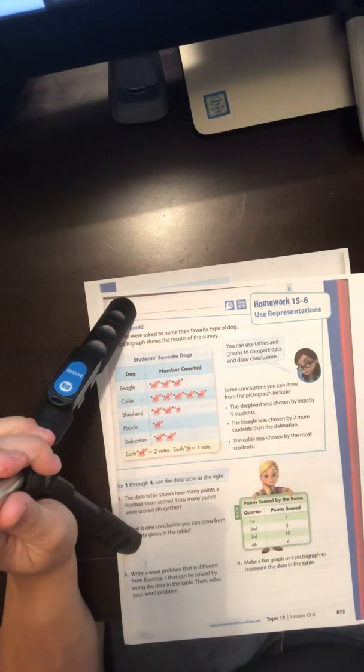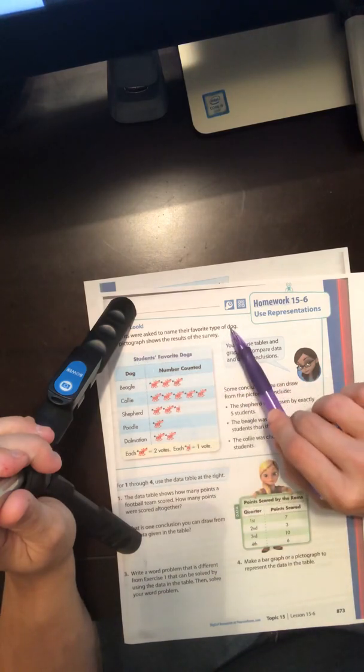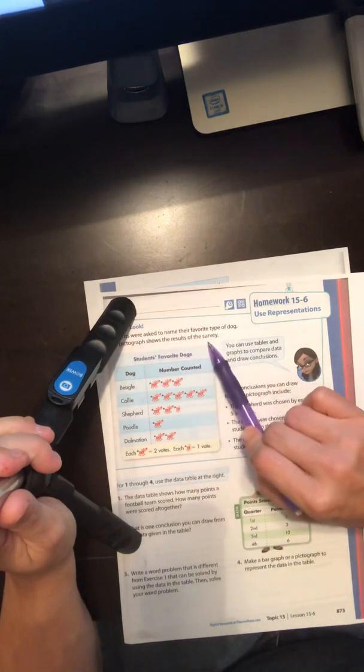All right, boys and girls, so today you're going to be working on your Envision book, page 873. We're going to talk about this a little bit, and I'm going to help you through, and then you're going to do some of this work by yourself. Students were asked to name their favorite type of dog. The picture graph shows the results of the survey.